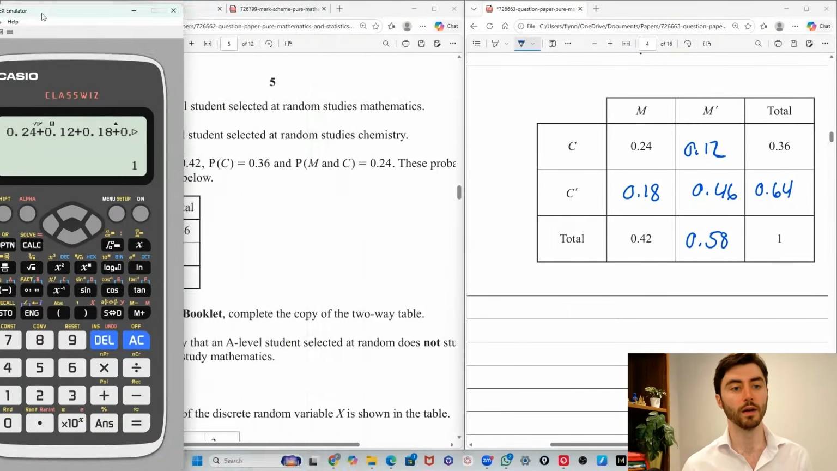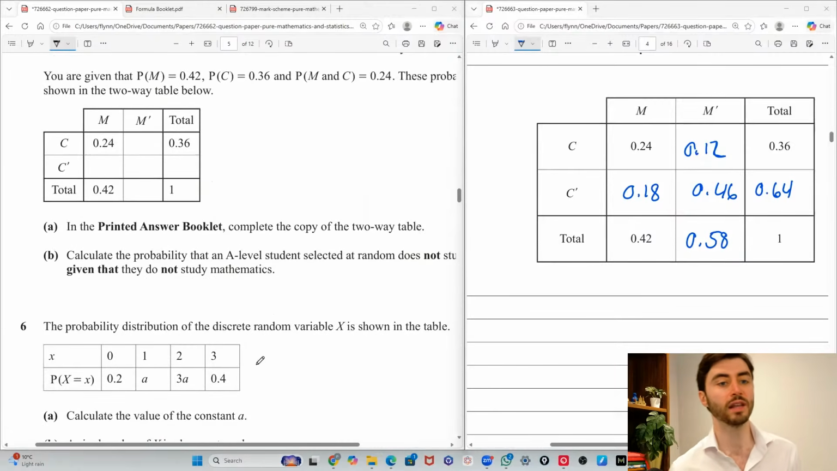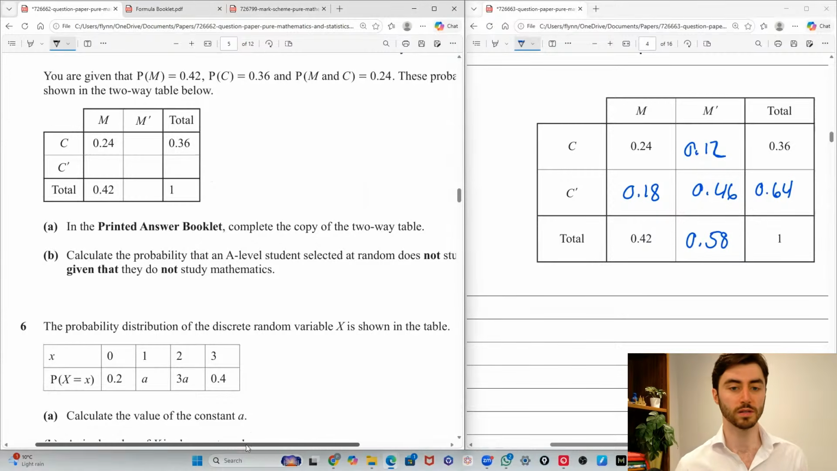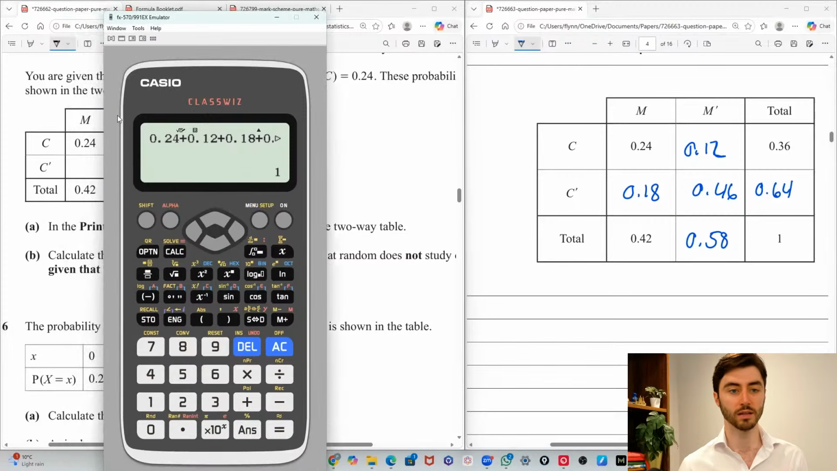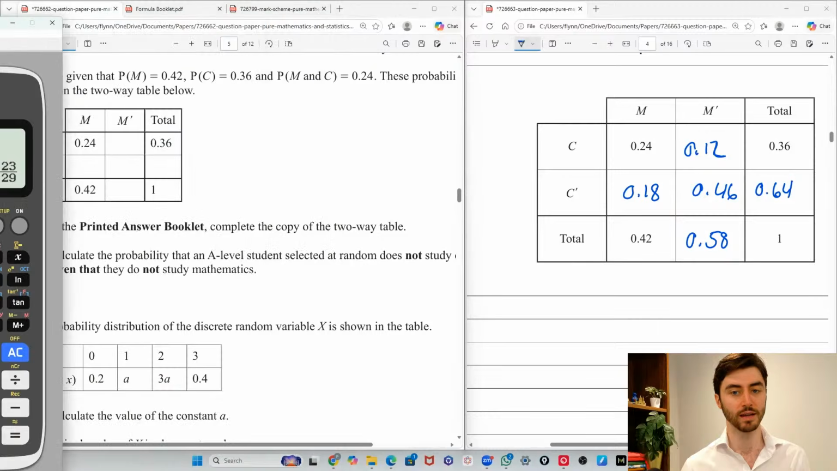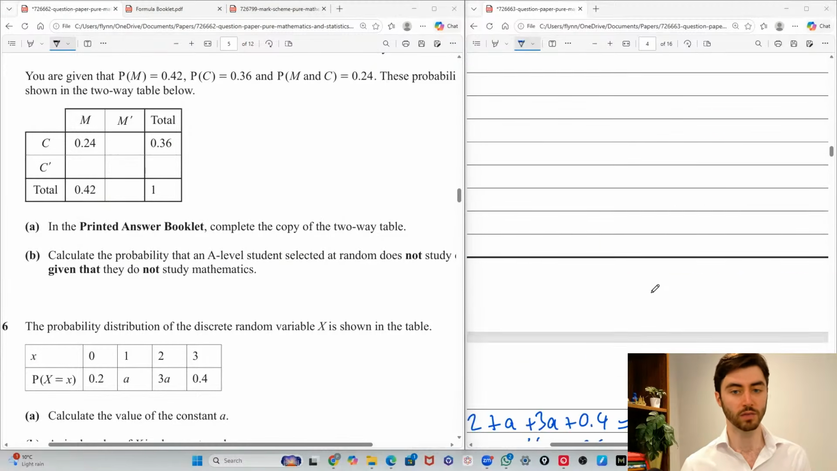Perfect. Okay, so that table is correct. Calculate the probability that the student does not study chemistry given that they do not study math. So out of the 0.58, it is the 0.46. That is just correct. And this is why I say stats is just much harder to check. You just sort of redo the stats. And I'm confident on that 23 over 29.